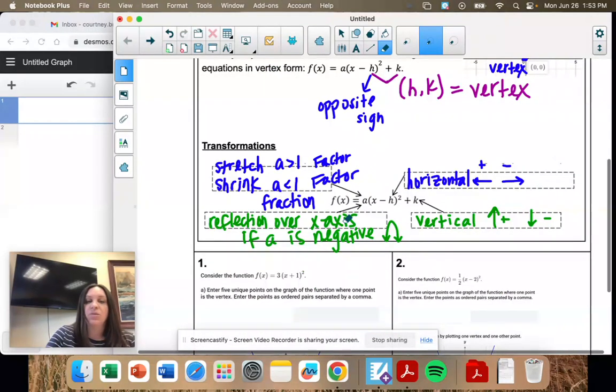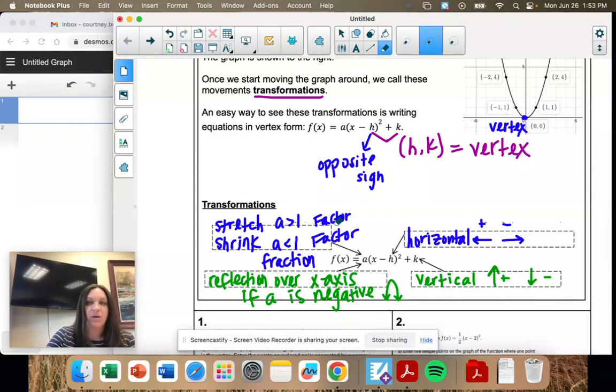So in this section, we're going to look at different transformations and how we can see that in our equations and graphs.